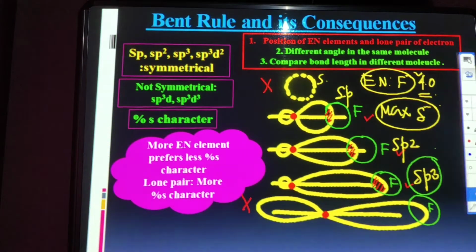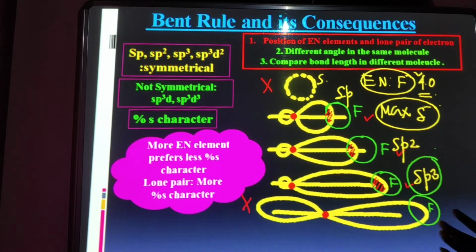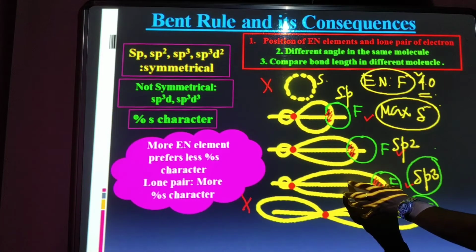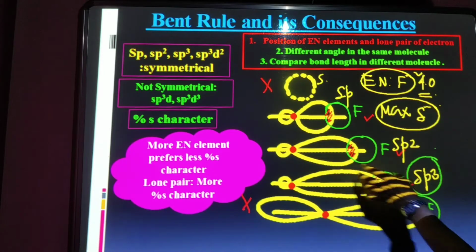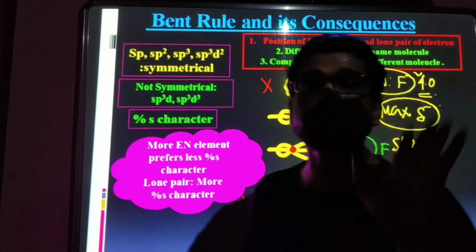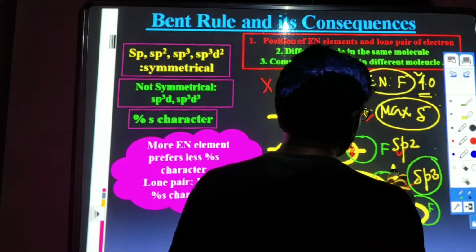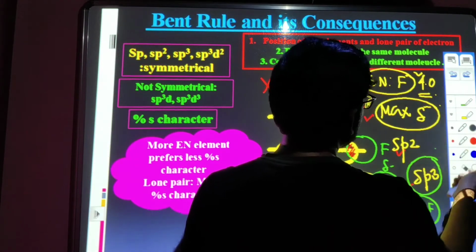The more the p character in the orbital, the more fluorine will form the bond there. Fluorine will be very happy because it will get the maximum delta minus.